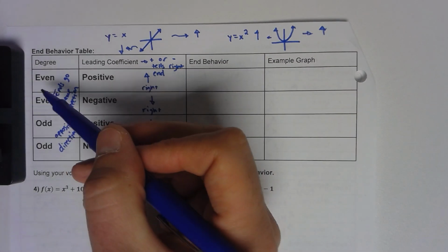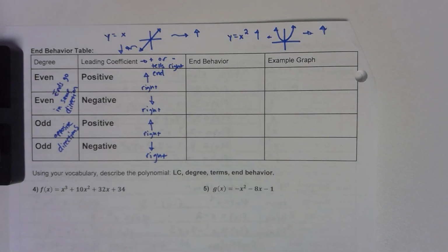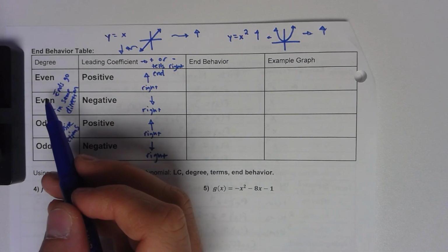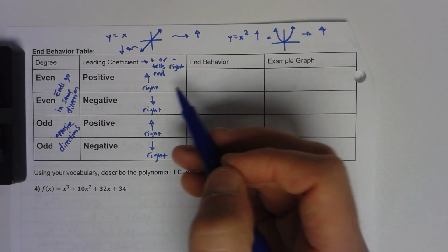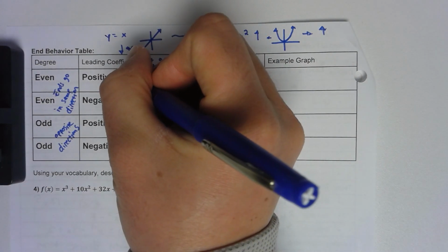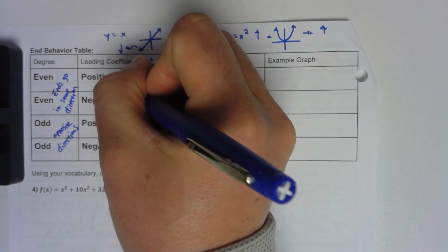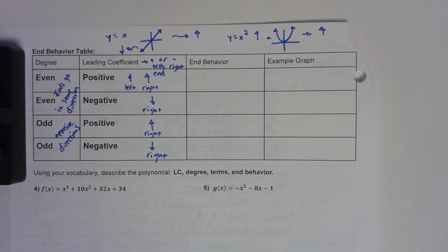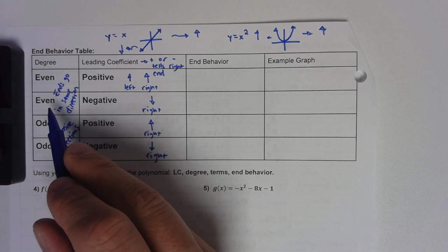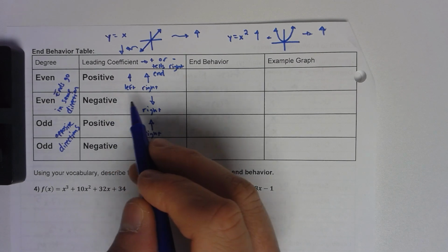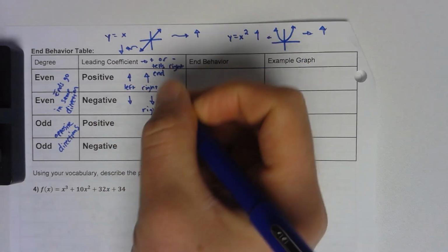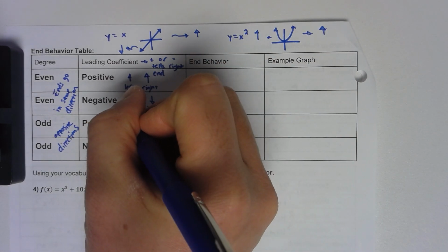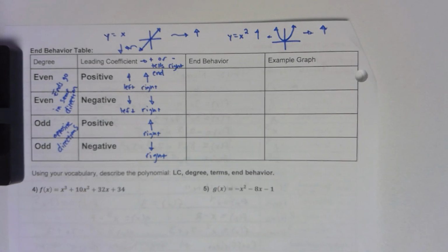Then I use the fact of whether the degree is even or odd. So if my degree is even, my left end just matches what I did with the right. In this case, since the right was up and it's even, that means the left is also up. If I have an even degree, but it's negative, so the even means the ends go in the same direction. We already determined the right was down, so now the left is also down.